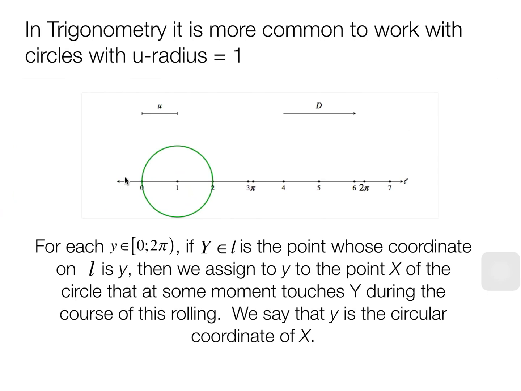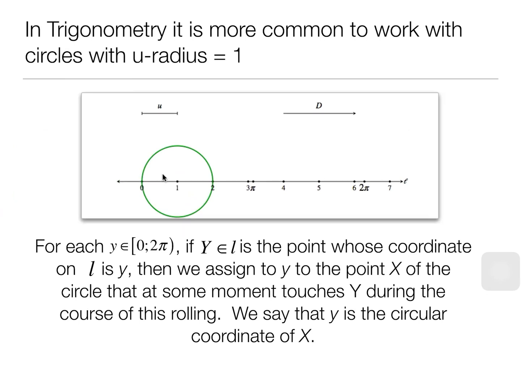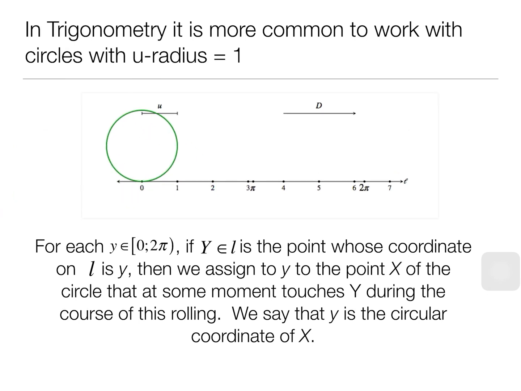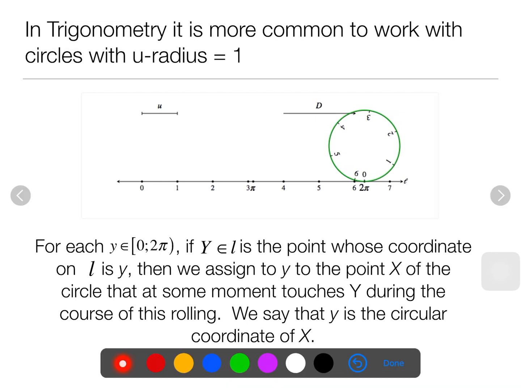Another option is to let the radius be 1, and actually in trigonometry it's much more common to work with circles with a radius of 1. So how would that look? Let's take a look at that. It's starting at the origin at 0. We are transferring our coordinates onto our circle, and all the way around would be 2 pi.